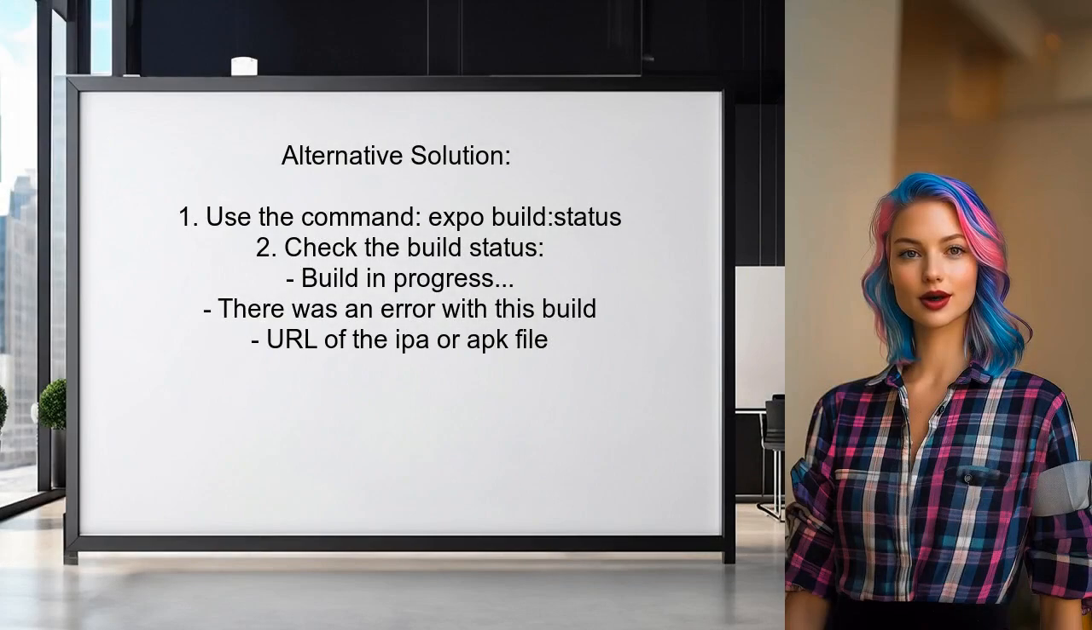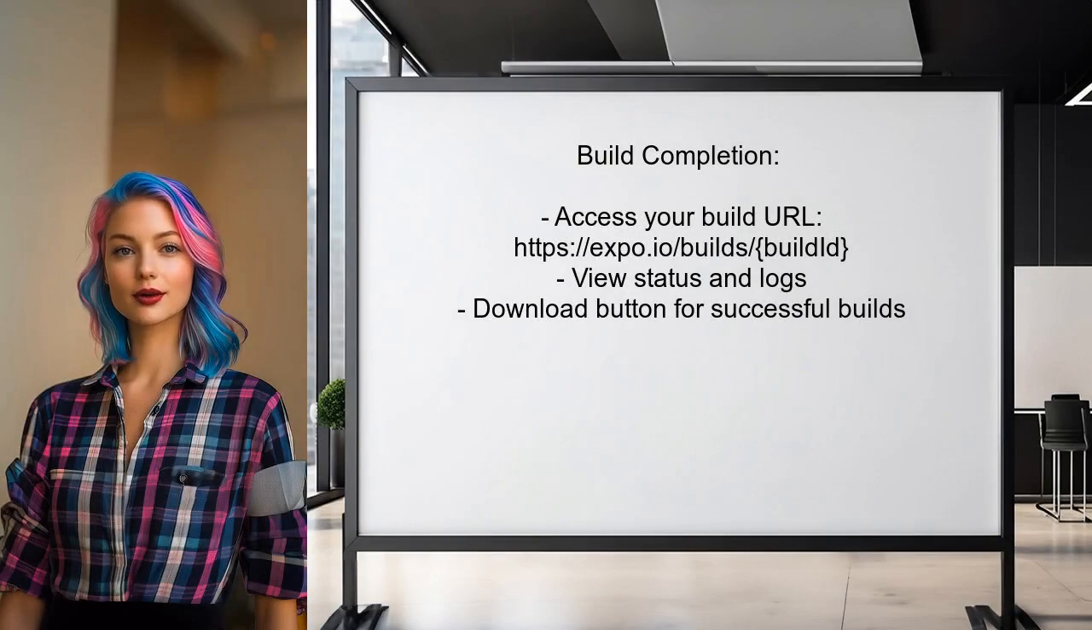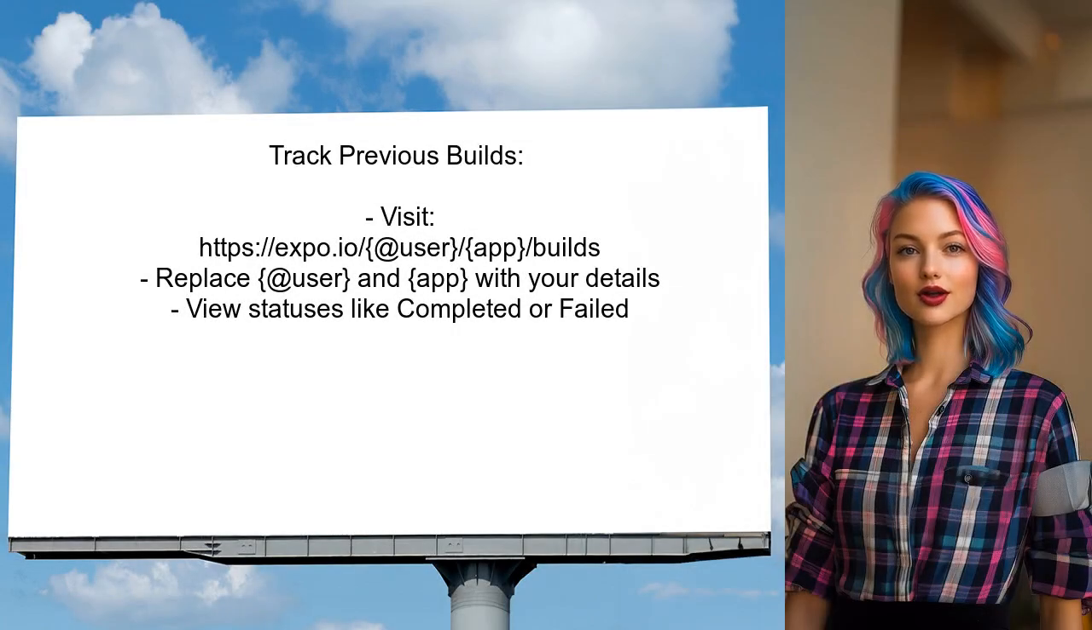An alternative approach to generating .apk and .ipa files is to check the build status using the command expo build:status. This command provides updates on the build process for both iOS and Android. When the build is complete, you'll receive a URL that leads to your .ipa or .apk file. This link will show the current status, logs, and a download button if the build was successful. Additionally, you can track your previous builds by visiting a specific link. Just replace the placeholders with your Expo username and app name to see the build statuses.